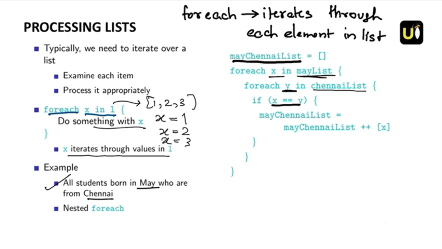So it goes through each element in the May list using the for each operator, then each element in the Chennai list using the for each operator, and then it uses an if condition to check if they are equal. If they are equal, then it's going to append this element into this list here. You remember this plus plus is used for appending. So every time there's a similar element, we're going to append it into this list, and at the end we get people who are born in May and are also from Chennai.